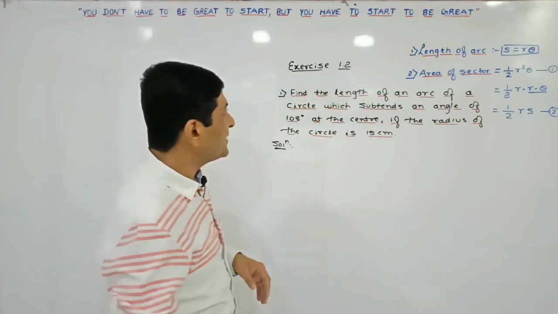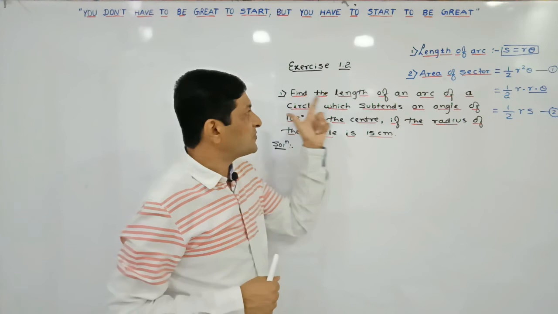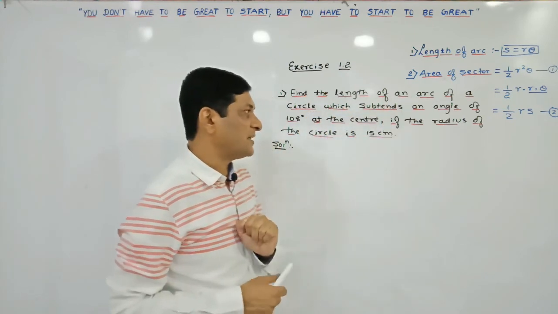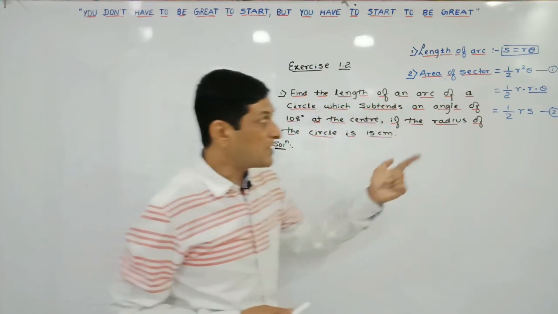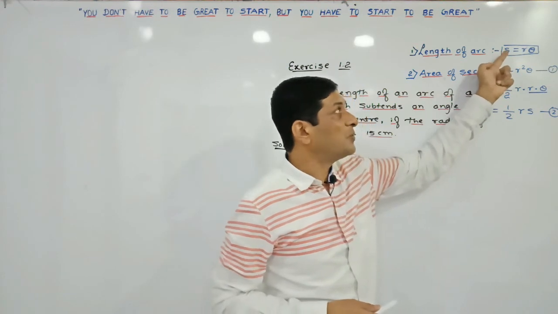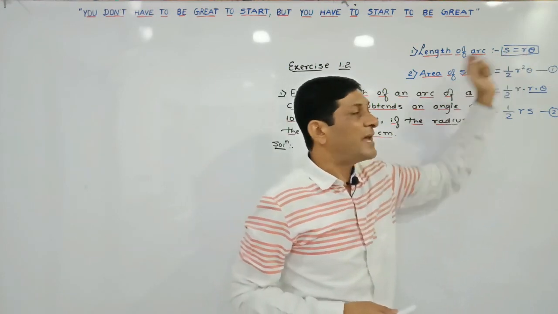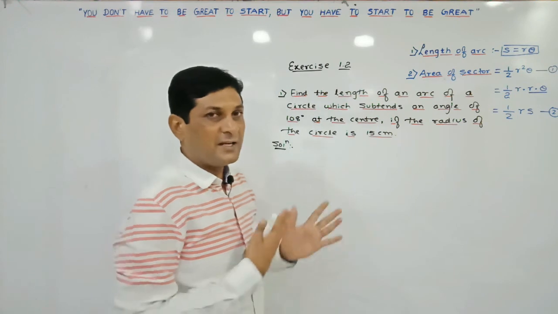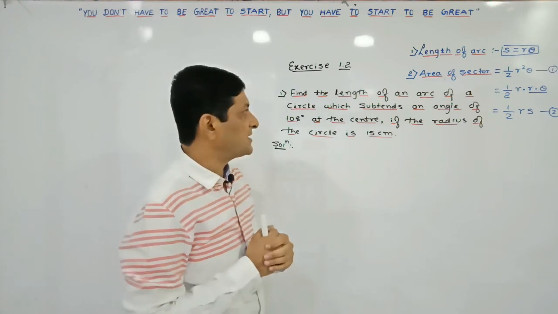Observe the first example here. In the first example we have to find the length of an arc of a circle. Means what we have to find out? Length of arc means we have to find S, and to find the length of arc which two values are required? r and theta. Let us check whether these values are given in the example or not.